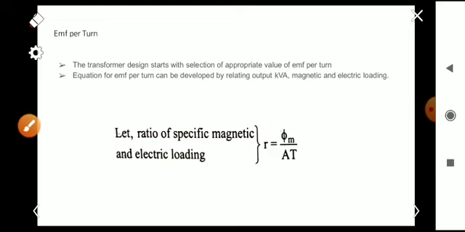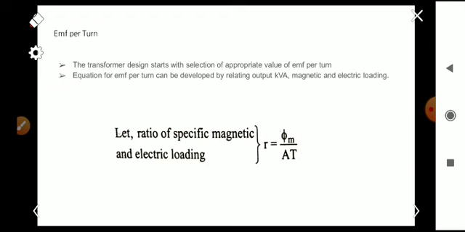The equation for EMF per turn can be developed by relating output kVA, magnetic and electric loading. In transformers, the ratio of specific magnetic and specific electric loading is specified rather than the actual values of the specific loadings, which we will learn about later. So here we take a ratio R, the ratio of specific magnetic loading to specific electric loading, that is R is equal to phi m by AT, where AT is the mmf value. With that ratio R, we are going to find a relation between ET and output kVA Q.